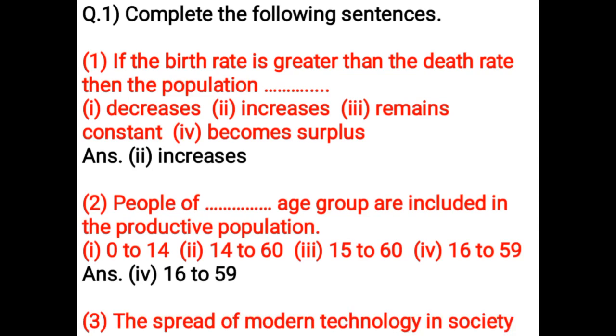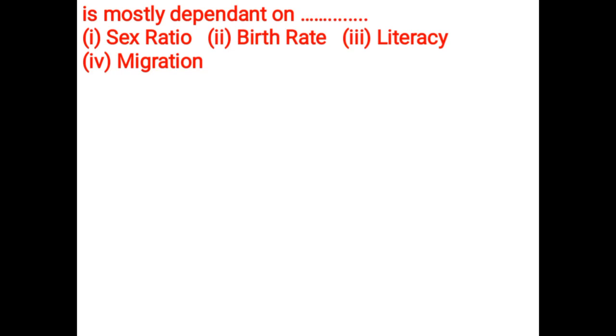The spread of modern technology in society is mostly dependent on dash. Option 1 sex ratio, option 2 birth rate, option 3 literacy, option 4 migration. Correct answer is option 3 literacy.